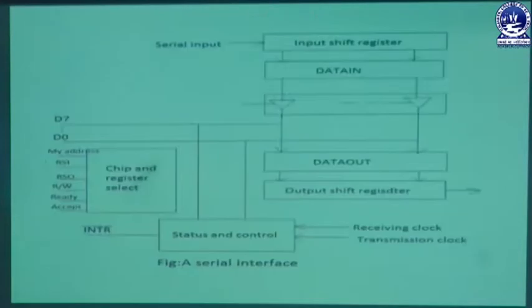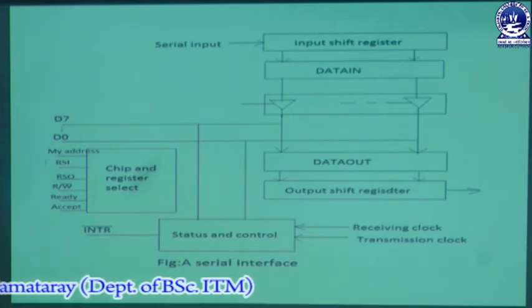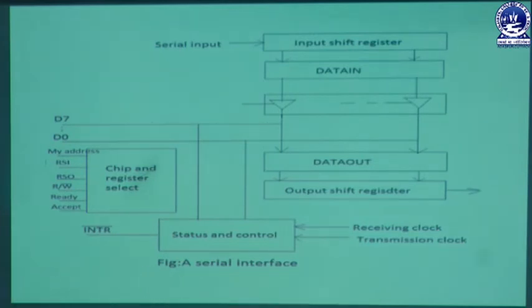That means in this diagram, when the input is given from the device to this input register, it is in serial format, but when the data is transferred from this shift register to the data in register, it is in parallel format. For this input shift register to transfer 8 bits parallelly to the data in register, it has to receive and collect those 8 bits so that it can forward them to this data in register.